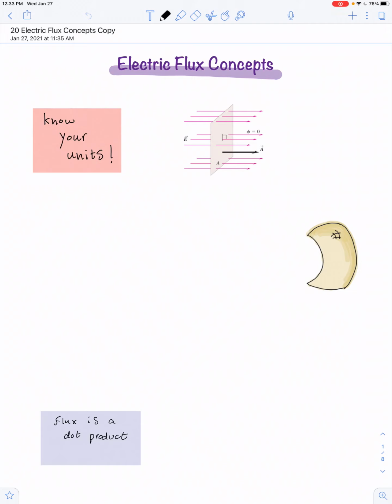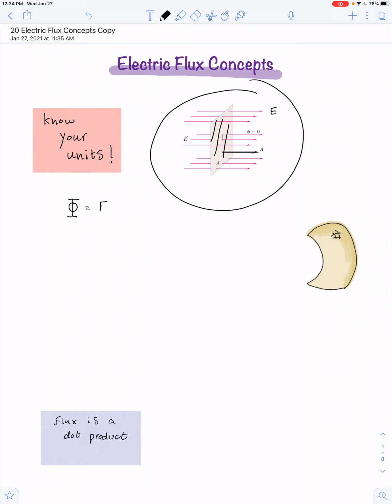Now that you've been introduced to electric flux and Gauss's law in the previous video lesson, let's get into some concepts related to electric flux. Number one, know your units for electric flux. We've already given the symbol for electric flux, capital Phi. And we said that in a case like this, where the field is uniform and the area is flat, it's easy to calculate the flux through that surface.